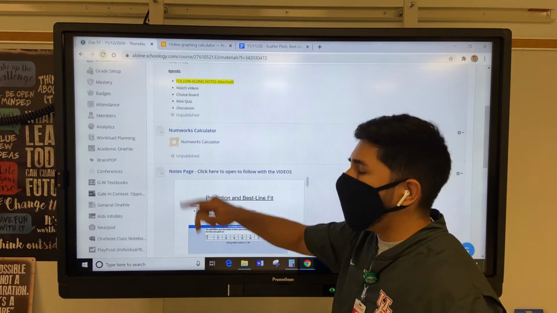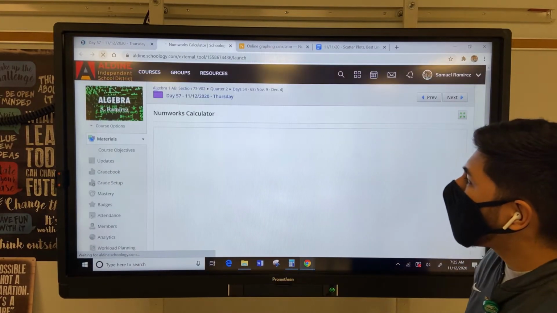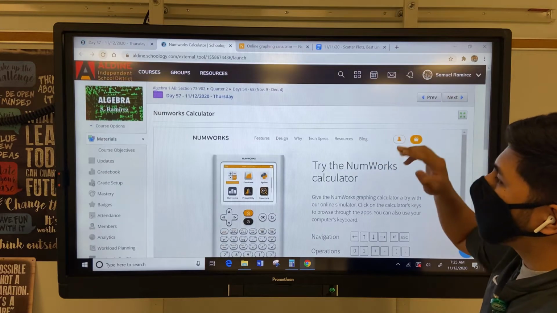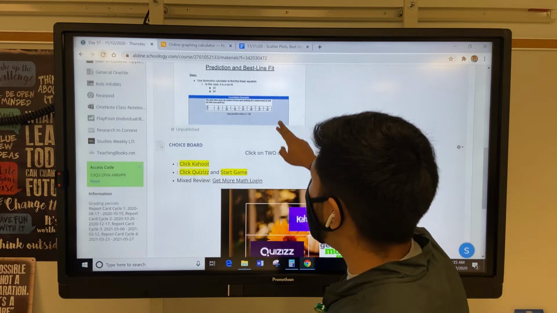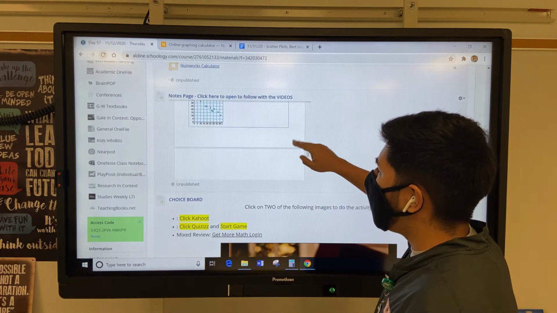I already included the Numworks calculator there for you, so you can just click this and you'll have it right there ready for you in Schoology. So you just got to make sure you click that little link, okay? But other than that, make sure you follow the notes. It's only a couple problems. Let's double check it. 1, 2, 3, 4, 5. Not too bad.